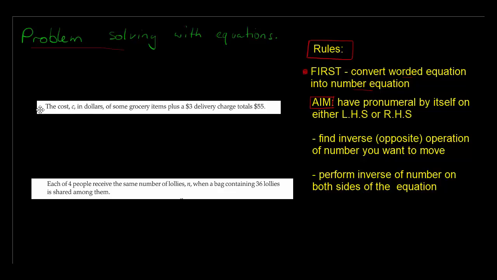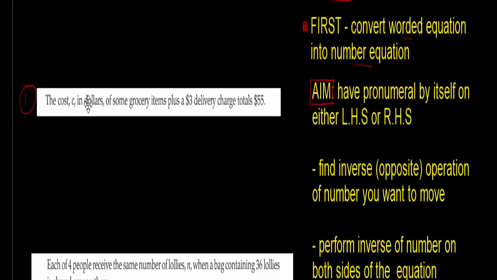So the first example, which is this one over here: the cost C in dollars of some grocery items. So some grocery items, it tells you that's our unknown, plus a $3 delivery charge, totals $55. Right? That's your word equation. Now put that into a number equation.